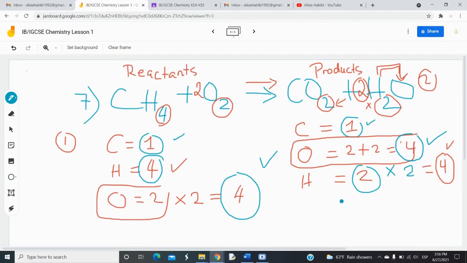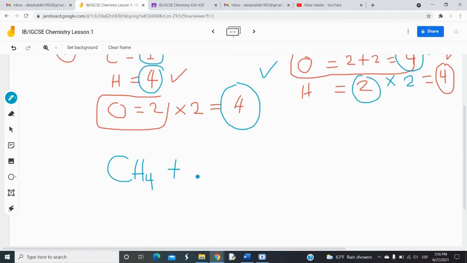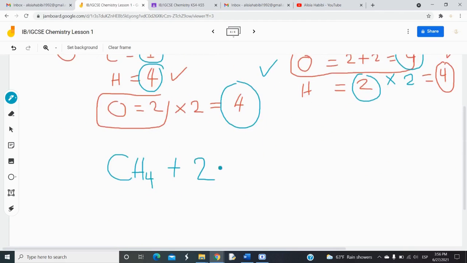Okay, so now when you look at the total number of atoms that you have on the reactant side, you have 1 atom of carbon, 4 atoms of hydrogen, and 4 atoms of oxygen. And if you look again at the total number of atoms on the product side, it is the same, because you have 1 atom of carbon, 4 atoms of oxygen, and 4 atoms of hydrogen. So this means that the chemical equation is now balanced to give you CH4, reacting with 2 molecules of oxygen gas, which in total is 4 atoms of oxygen.